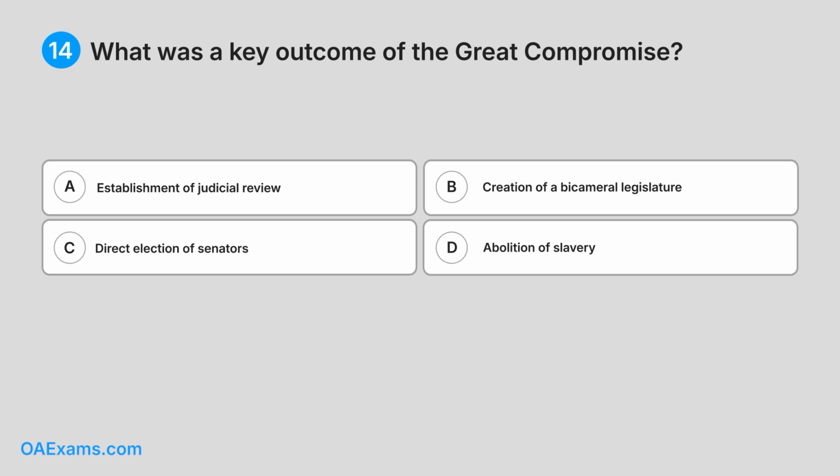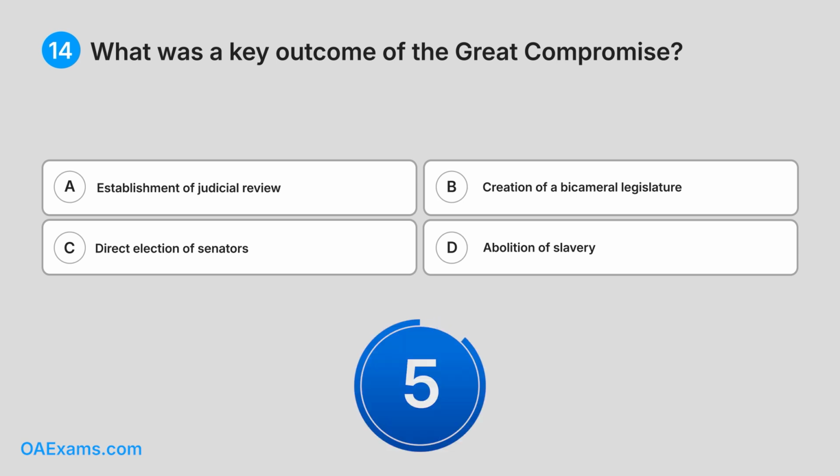A. Establishment of judicial review. B. Creation of a bicameral legislature. C. Direct election of senators. D. Abolition of slavery. Do you know the answer?